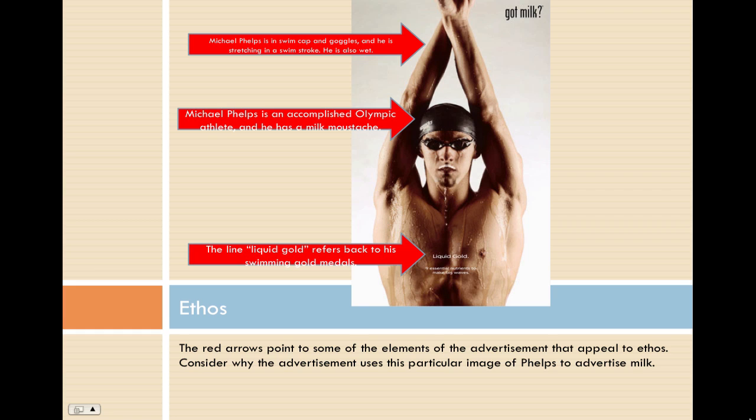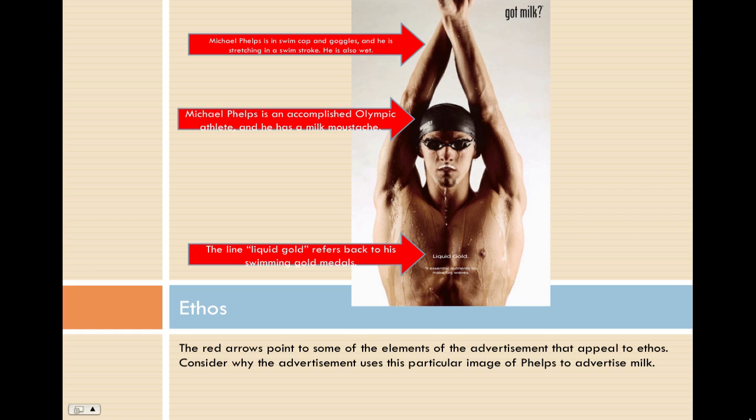Okay, so we see Michael Phelps in a swim cap and goggles, and he's stretching in a swim stroke. He's also wet, so he looks like he's either just come from the pool or is possibly in the pool. And that's an appeal to ethos. So the idea is we're going to connect milk as a product to Michael Phelps' reputation as a world-class athlete. Does nutrition contribute to athleticism? Of course. So if we associate milk with Michael Phelps, then we're associating milk with athleticism and good health.